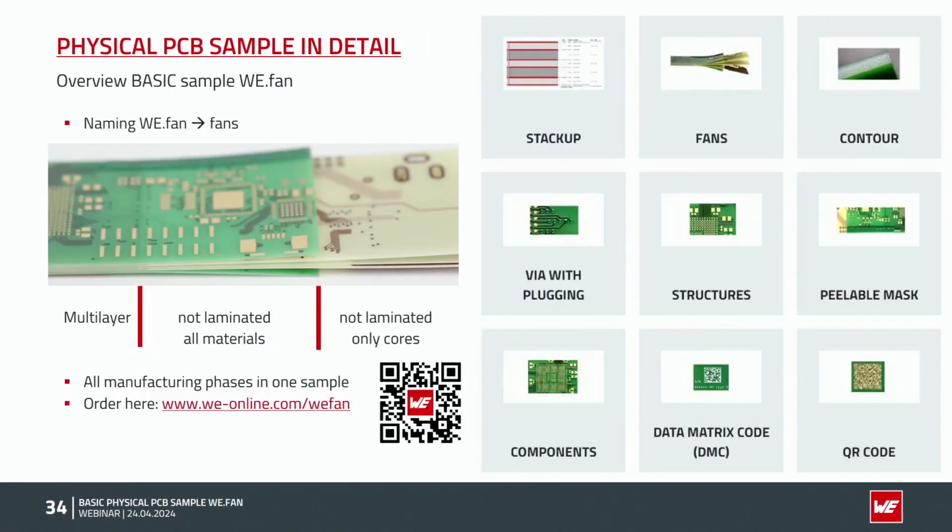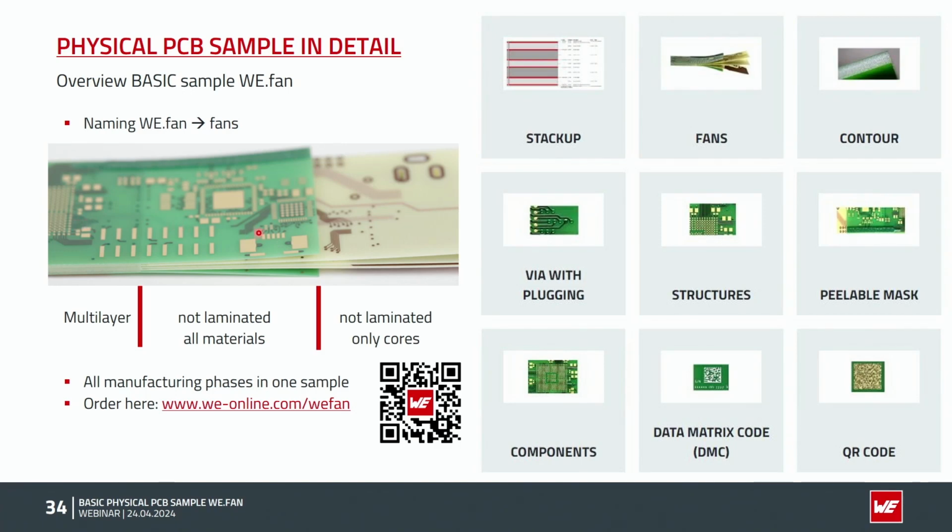And now coming to the physical PCB sample, WE.fan, in detail. So we have three different parts of the sample. You can see here, this is, as you know it from your PCBs, a multilayer fully laminated with all the materials and as well with the legend print and solder mask, of course, and surface finish.